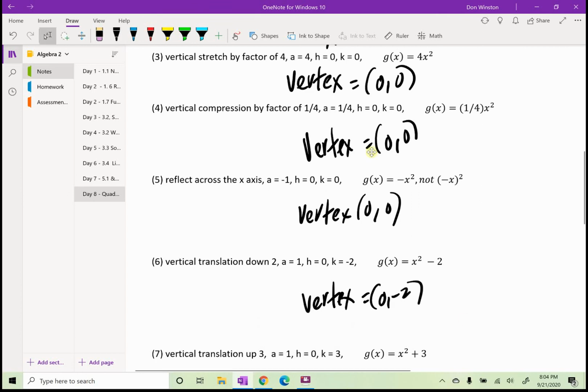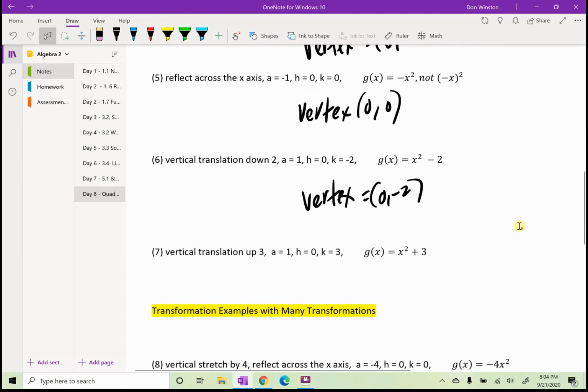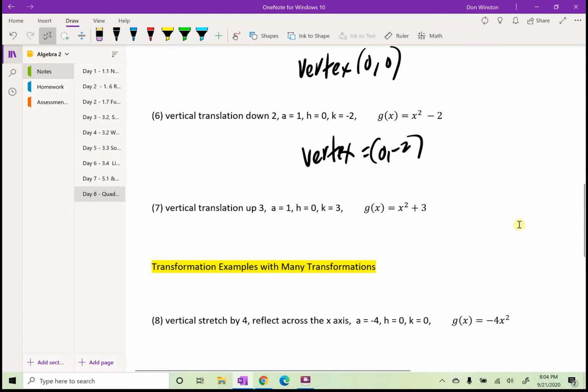Okay, so let's look at some more. Here, vertical translation up 3 units. a is going to equal 1, h is equal to 0. We didn't move it anywhere left or right, and then k will equal 3. So we'll move it up 3.